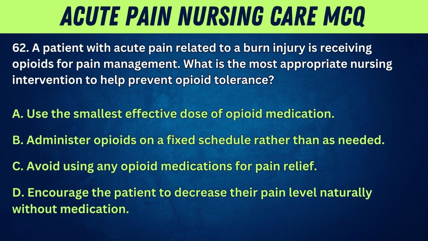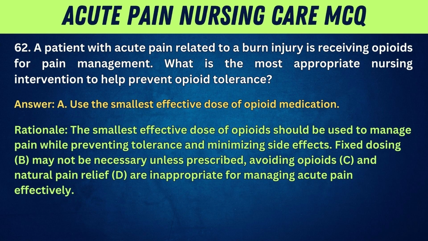62. A patient with acute pain related to a burn injury is receiving opioids for pain management. What is the most appropriate nursing intervention to help prevent opioid tolerance? A. Use the smallest effective dose of opioid medication. B. Administer opioids on a fixed schedule rather than as needed. C. Avoid using any opioid medications for pain relief. D. Encourage the patient to decrease their pain level naturally without medication.